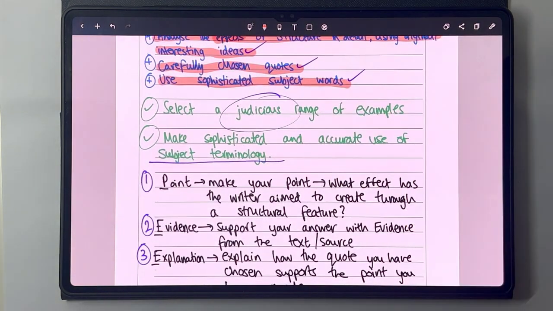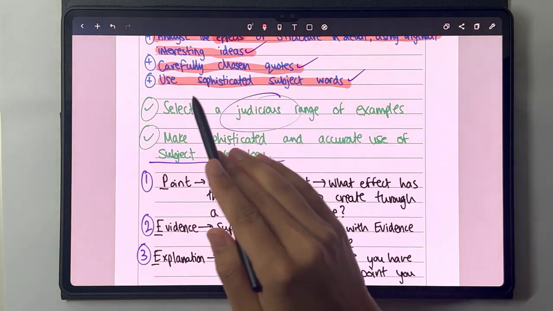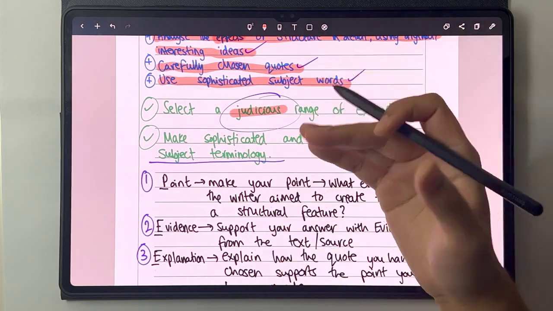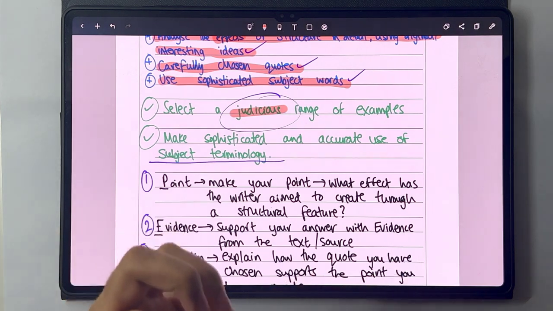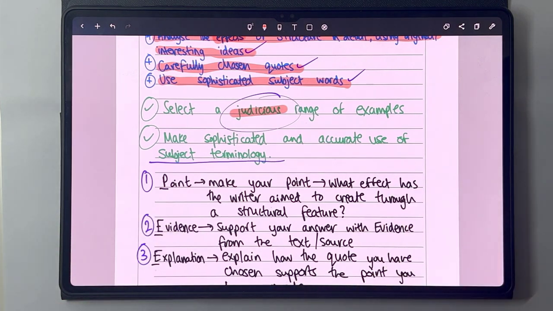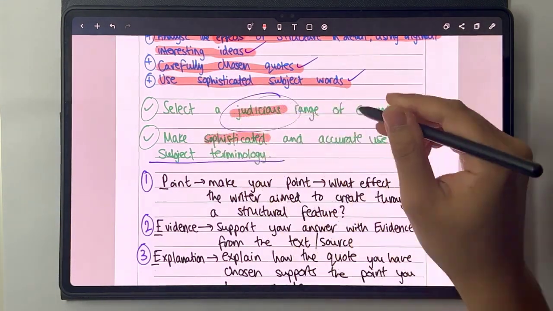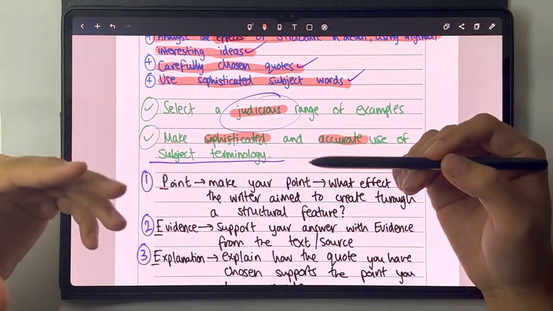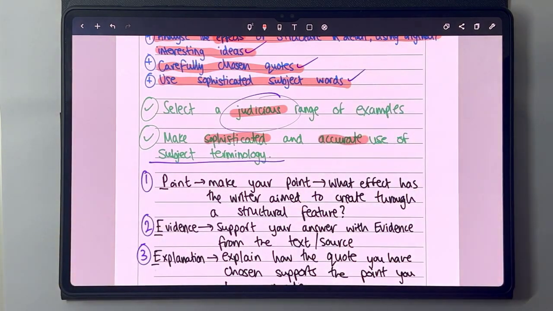Moving on, some top tips in terms of answering question 3 on structure. Select a judicious range of examples. Now, what does judicious mean? You have to be selective with your quotations and pick quotes where you can write a lot about. So this is what we mean by being judicious with your quotations. And secondly, make sophisticated and accurate use of subject terminology. So when you identify the structural features, make sure you are being sophisticated, you are looking at it from different angles as well.